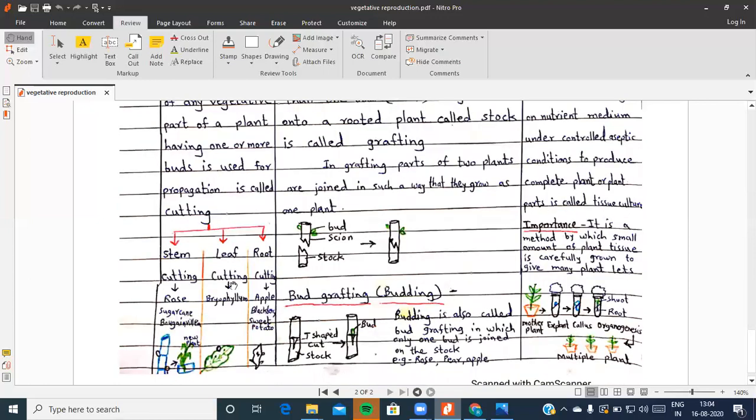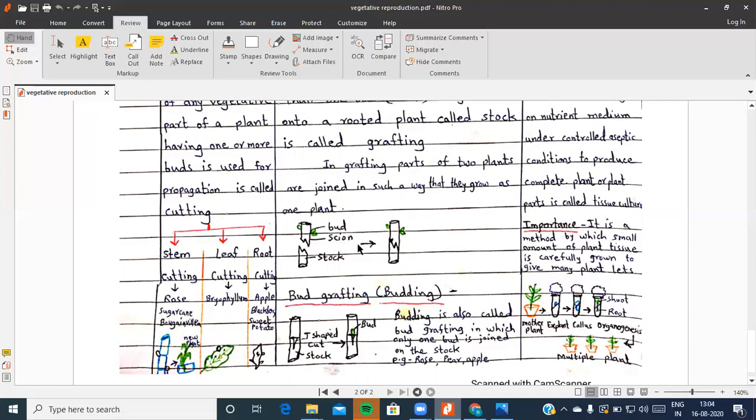In cutting, any vegetative part of a plant having one or more buds is used for propagation, and this is called a cutting. It is further classified into stem cutting, example rose, sugarcane; leaf cutting, example bryophyllum; and root cutting, example apple, blackberry or sweet potato. These parts produce small buds and finally they develop into new plants.